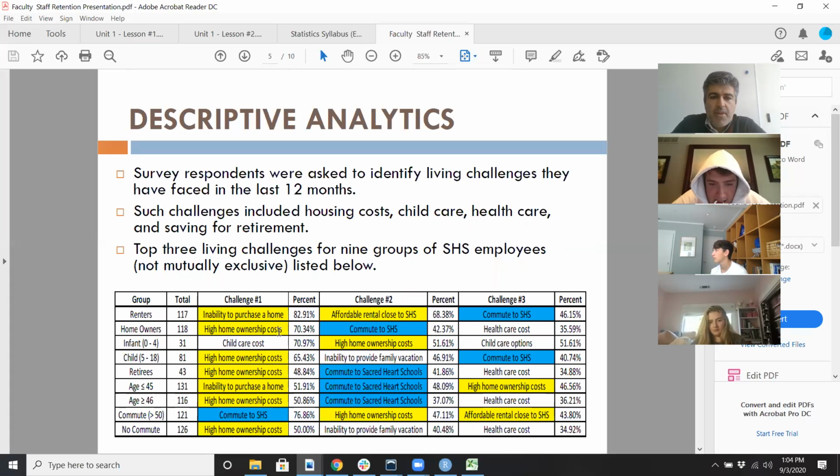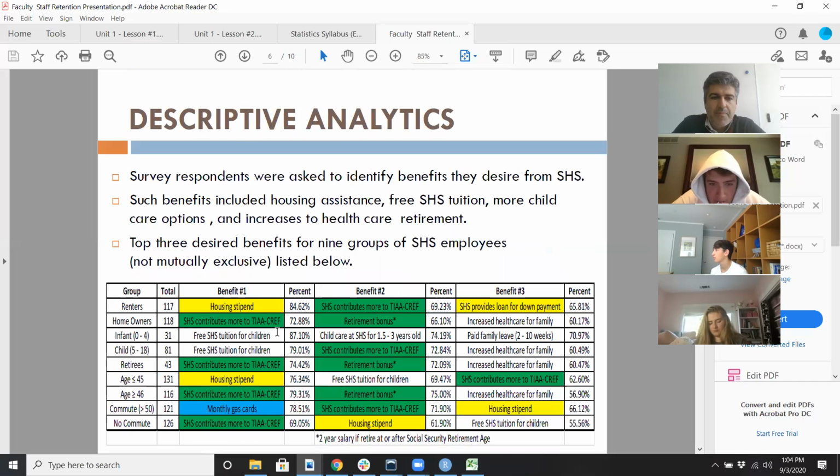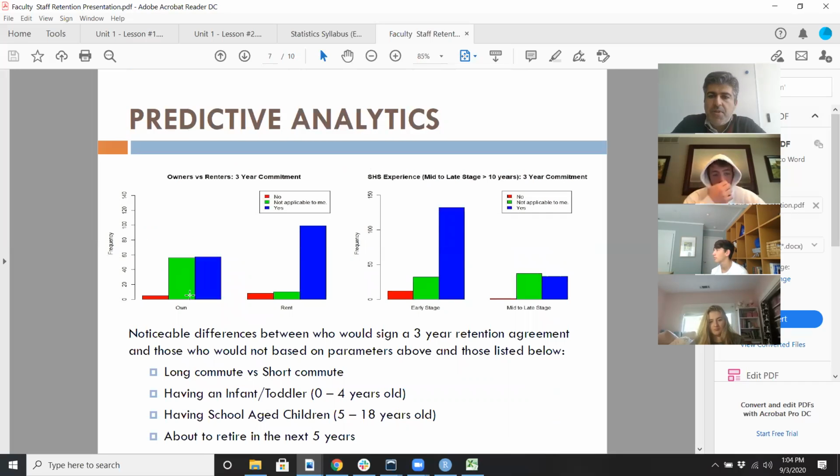This one's a little confusing. I'm actually going to skip that one. So here we see, back to histograms again, or bar charts. This one is, would you stay at Sacred Heart?